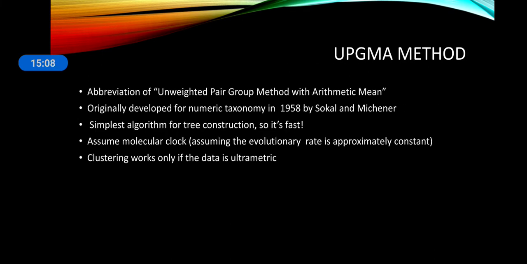The first one is the UPGMA method. It is the short form of unweighted pair group method with arithmetic mean. That is the UPGMA full form. It was originally developed for numeric taxonomy in 1958 by Sokal and Michener. It is the simplest algorithm for tree construction, and it is really fast. Here we assume a molecular clock, that is, we assume the evolutionary rate is approximately constant, and this clustering works only if the data is ultrametric.